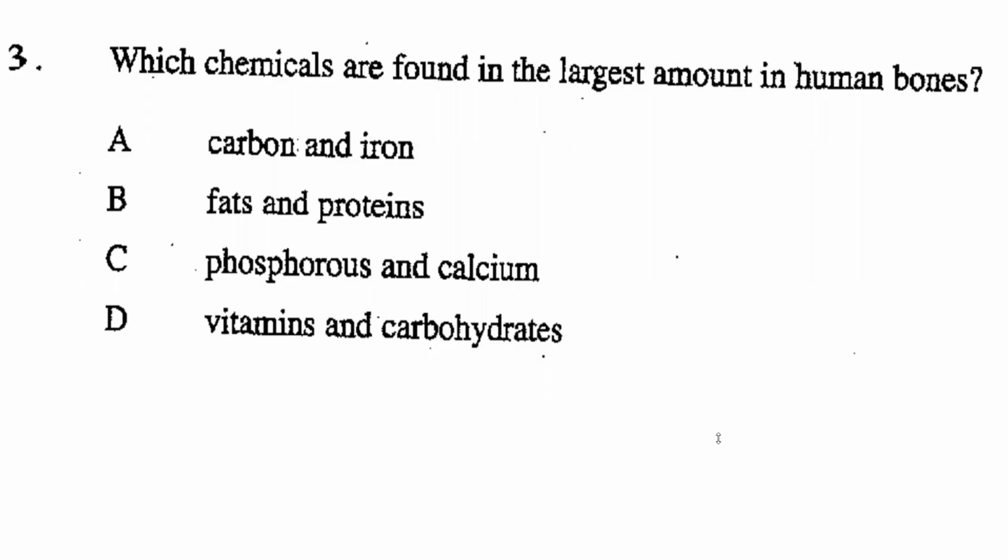You think it's D, vitamins and carbohydrates? C, phosphorus and calcium. That's correct. The answer is C, phosphorus and calcium. So your bones are made up of calcium and phosphorus. That's why they tell you that for strong bones and teeth, you need what? Calcium, right? So in order to have strong bones and strong teeth, you need phosphorus and calcium. So the correct answer for this one is C.